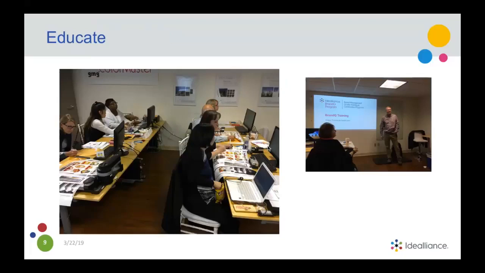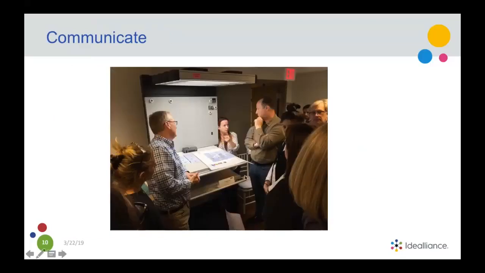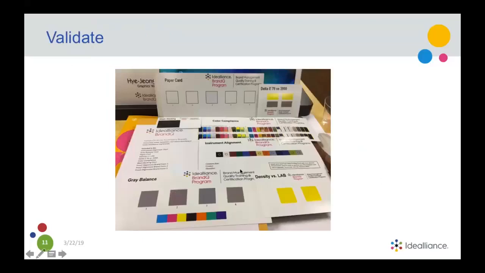You can see Educate. This is a class that we did, and these are a bunch of print buyers learning about color and how to measure and how to talk to their suppliers about color. Communicate. People here looking at and talking about what should color be, how do they explain it, how do they express it. And then Validate is all about measurement. And in the class, we do lots of live measurements, 50% hands-on. So teaching people how to measure, differences in what you can ask for and what can be done.